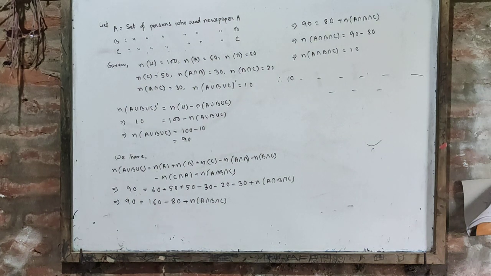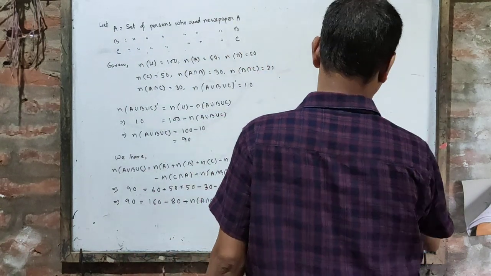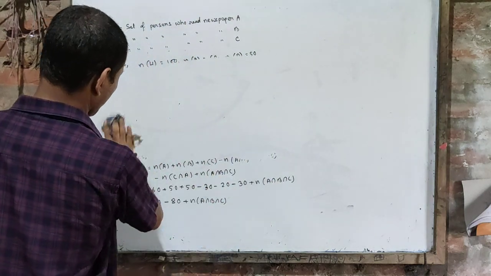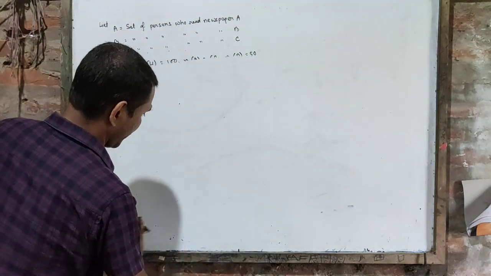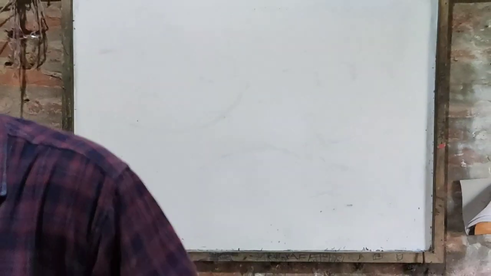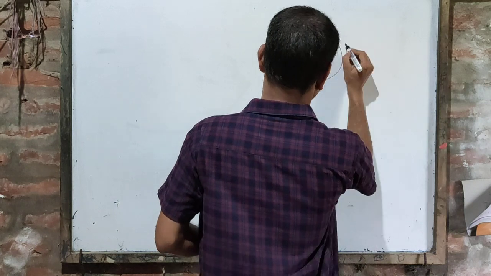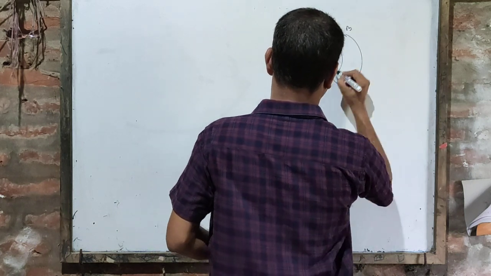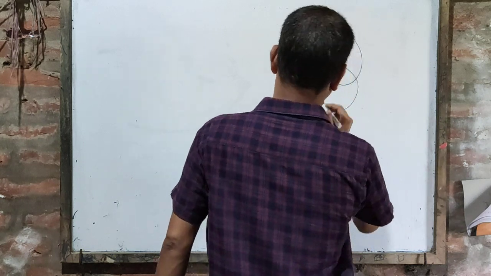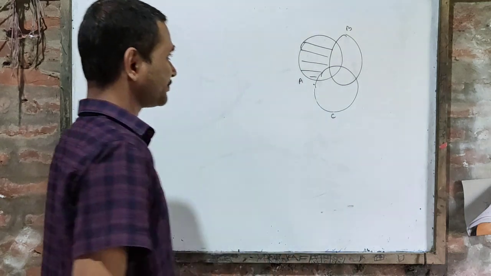Failed in all the 3 subjects. Here, see one thing. In case of 3 sets, what does A only mean? Or is there any formula to find A only? Okay. Let me discuss it. So first, let us draw a Venn diagram. This is A, this is B, and this is C. You are to find A only. That means this portion.